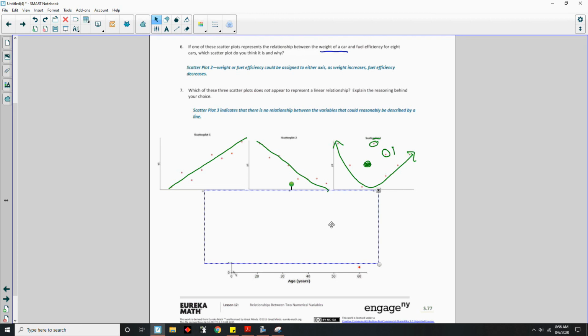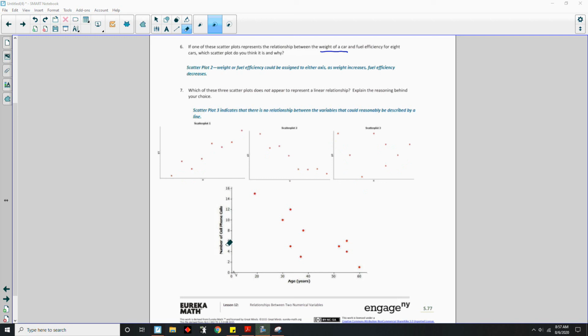Next. Okay, now we're given a graph. X-axis age in years, y-axis number of cell phone calls. Notice there is this little squiggly line here, or this Z or whatever. This is a break in the axes. So notice the distance between 20 and 30, and 30 and 40, and 40 and 50, and 50 and 60 are the same. You want to have a uniform unit of measurement for your scaling.